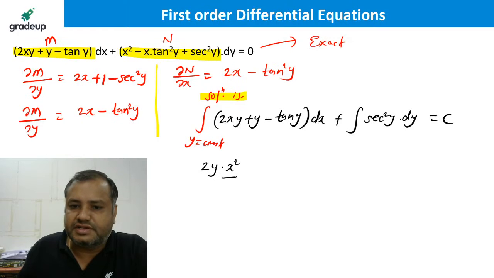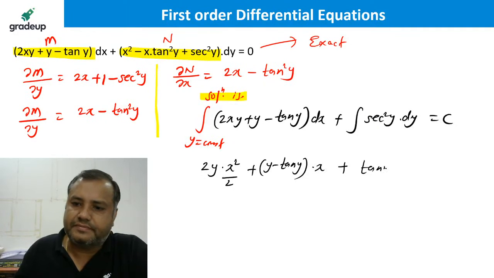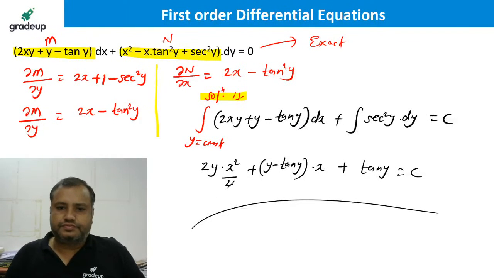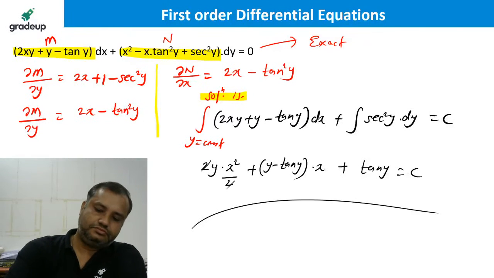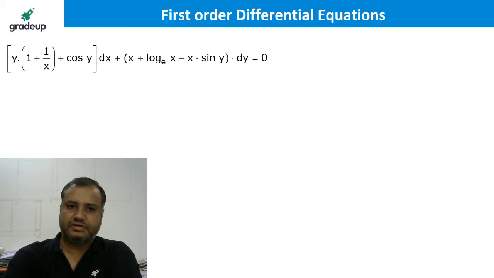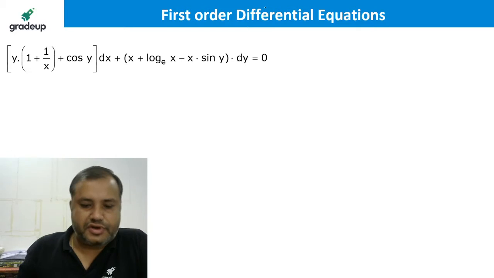Integration of x will be x square by 2. Then y minus 10y, both are constants. Integration of 1 is x. Integration of sec square y is tan y equal to c. You can cancel this 2. So this is how we get the solution of an exact differential equation. You can try this also.